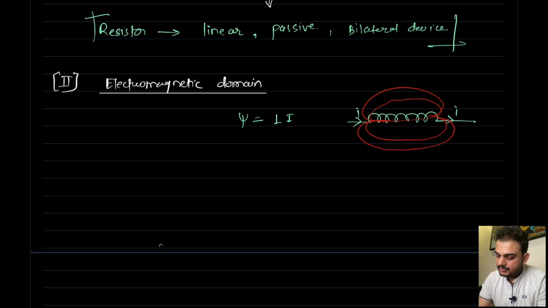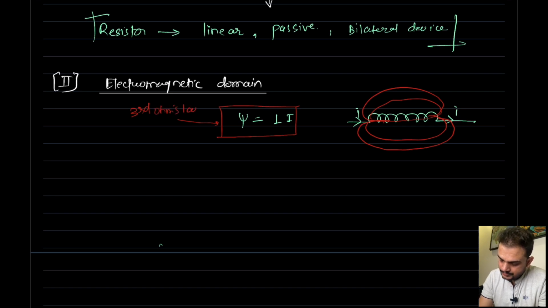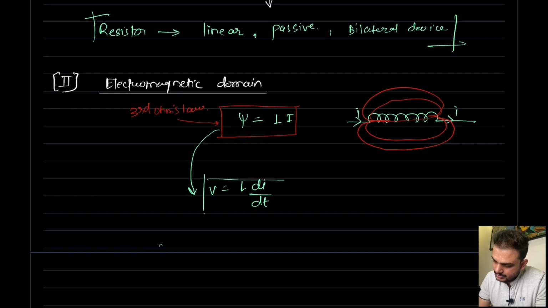So in EMF, this is the third Ohm's law, the third Ohm's law in the EMF model. Now from this model, what can we derive? V is equal to L di by dt. From this EMF model we can derive the formula, the Ohm's law for the inductor in the electric circuit. This is for EMF, this is for distributed parameter.